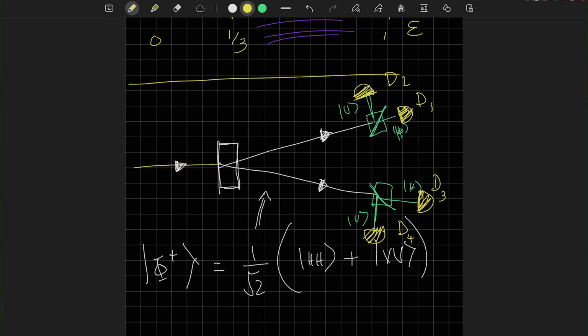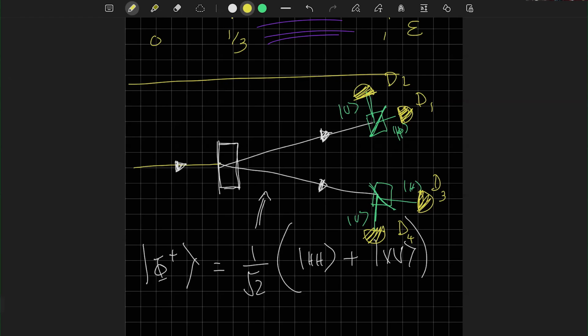However, if I throw this qubit into a dustbin, I don't see it, I don't observe it, I don't care about it. We just look at one of the photons. This photon on its own is going to appear like a maximally mixed state, because there's 50% probability that D1 clicks and 50% probability that D2 clicks.